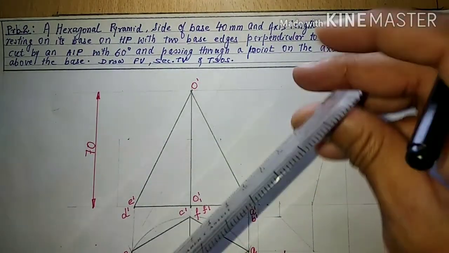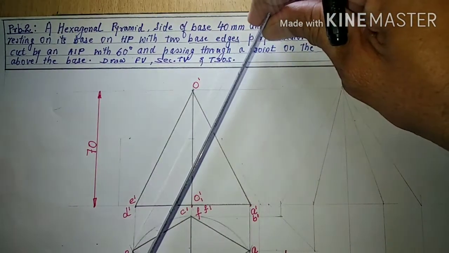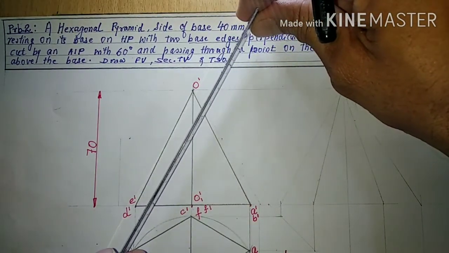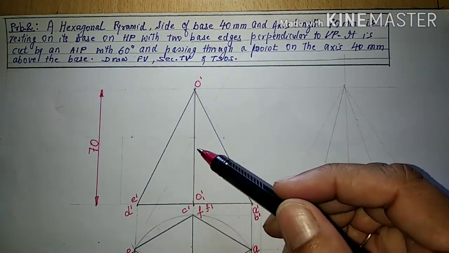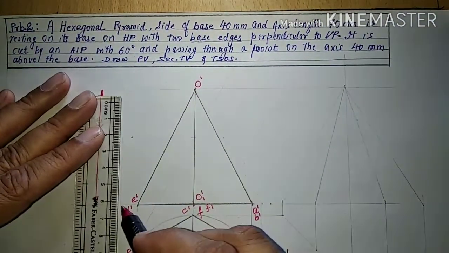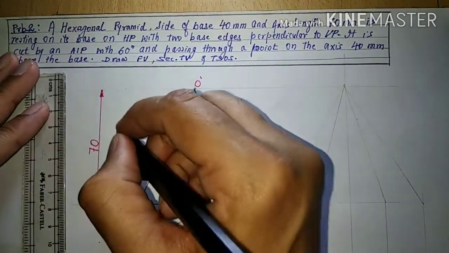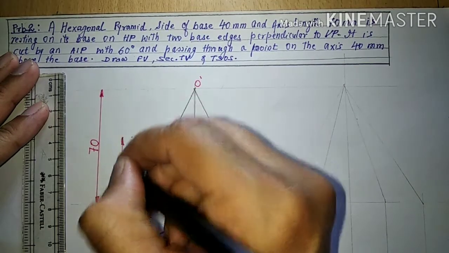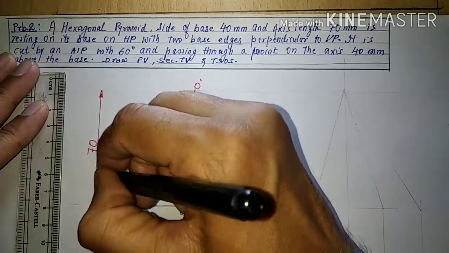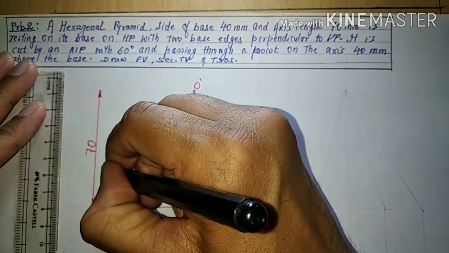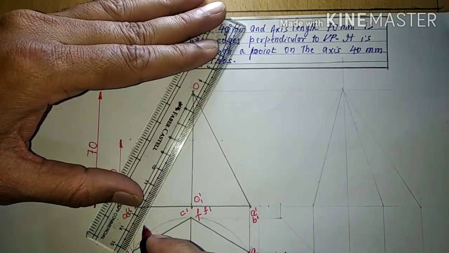So the inclination of the cutting plane, that is AIP, is 60 degrees, but also it is passing through a point 40 mm from the base. So we'll measure 40 mm from the base, from here till here 40 mm is coming. So we'll first locate 40 mm, and from here we'll pass the cutting plane line at an angle of 60 degrees.